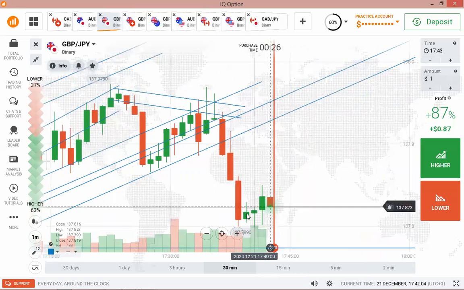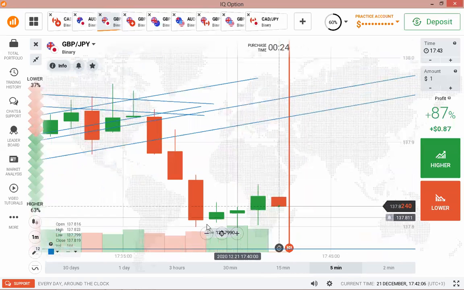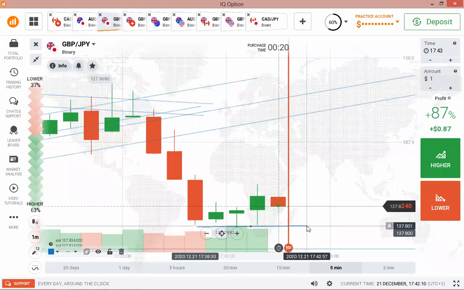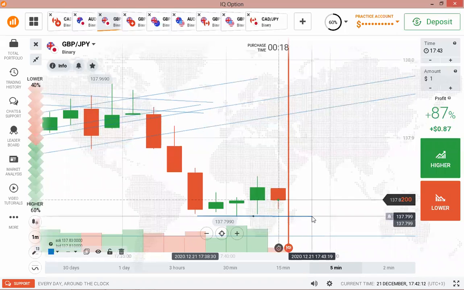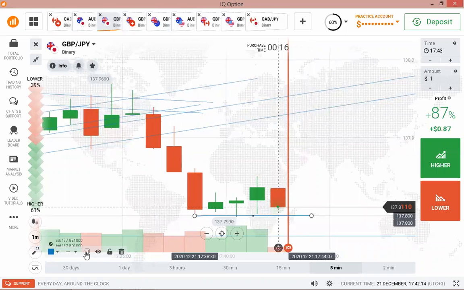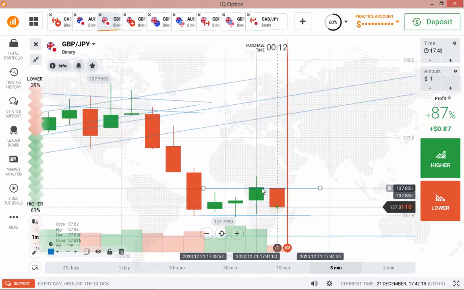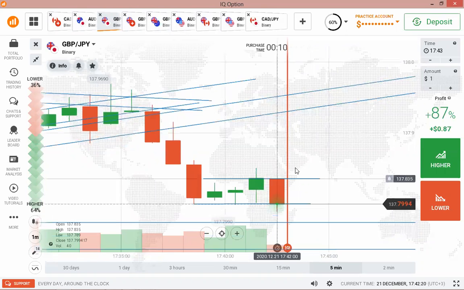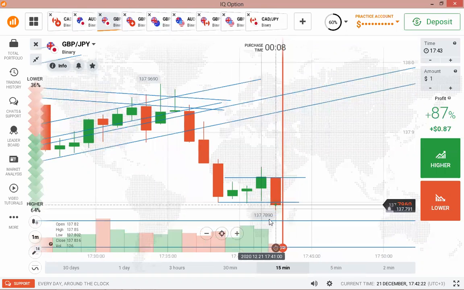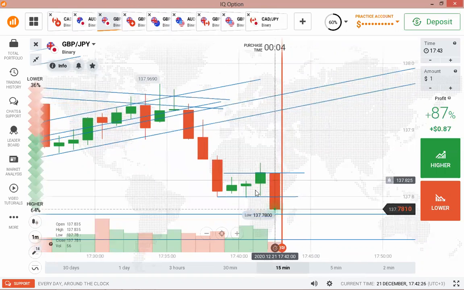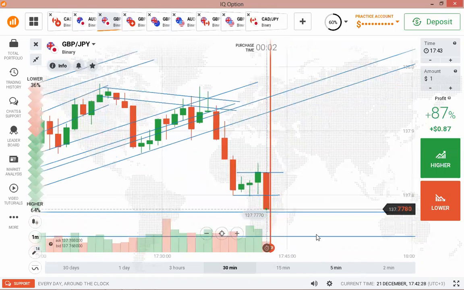So there's one thing I want to show you. We have mini support here. We also have mini resistance. If the market breaks the mini support, they are heading toward this level. If the market breaks the mini resistance, it means they are not going to reach this level again.